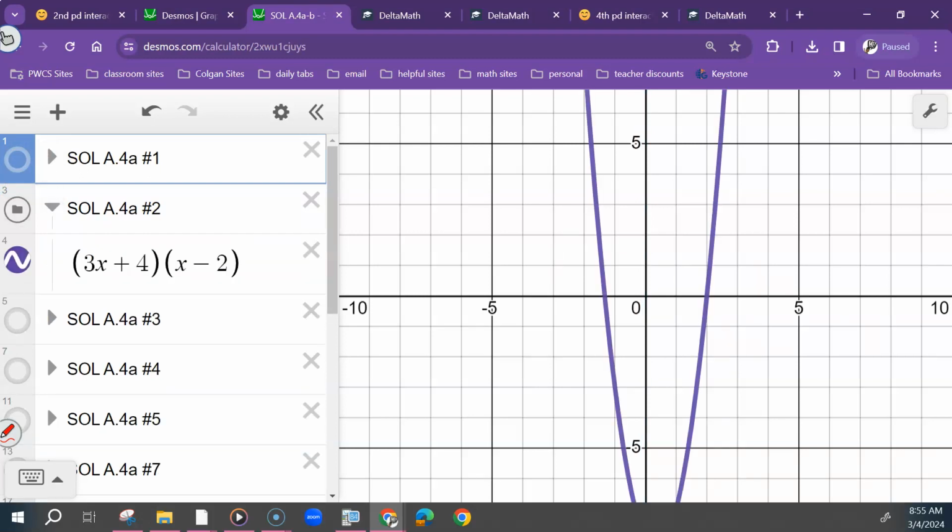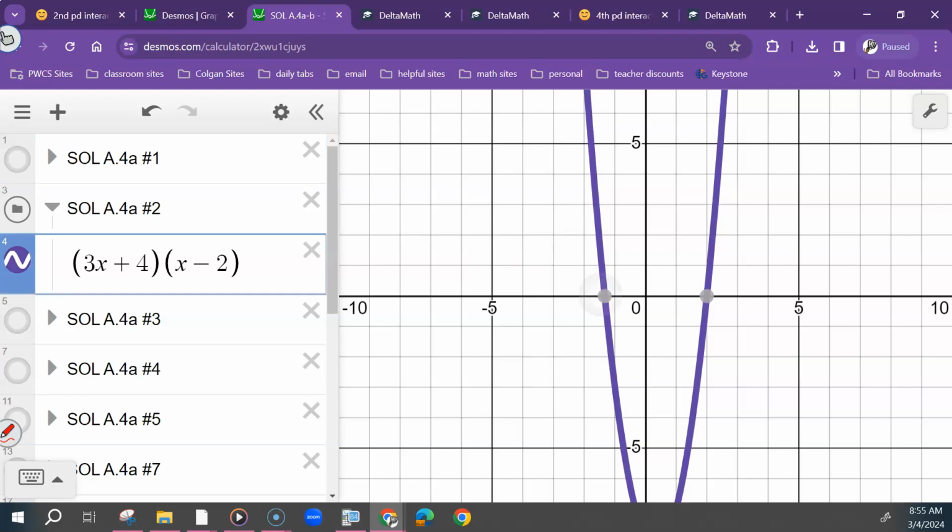But it's asking for solutions or roots. Once you put in that problem, look for the x-intercepts, and then you could write those down, and those will be your answers.